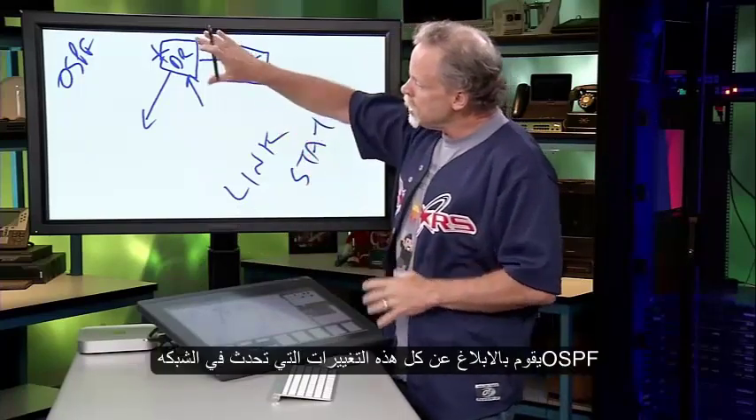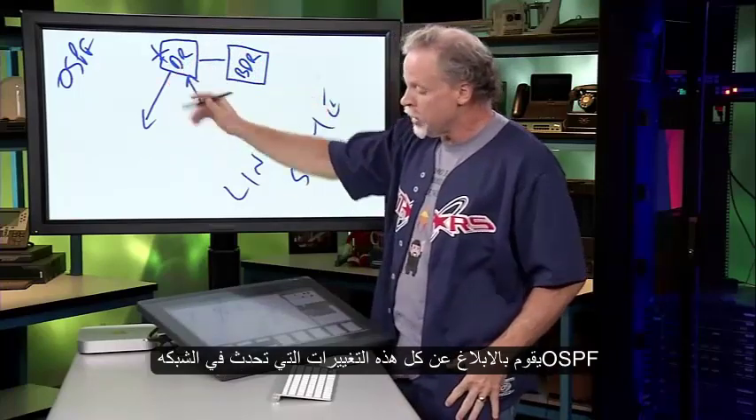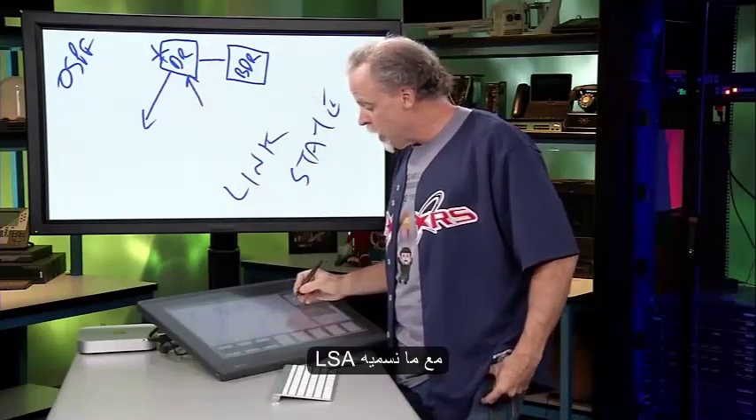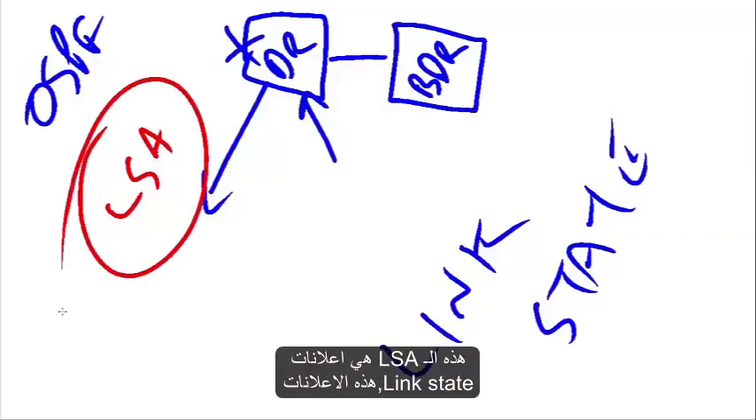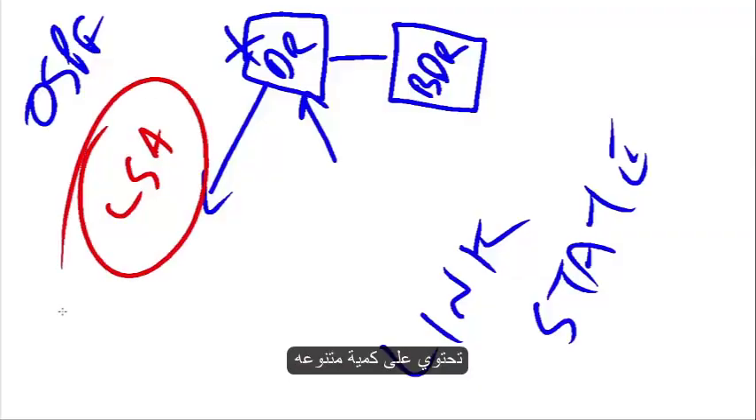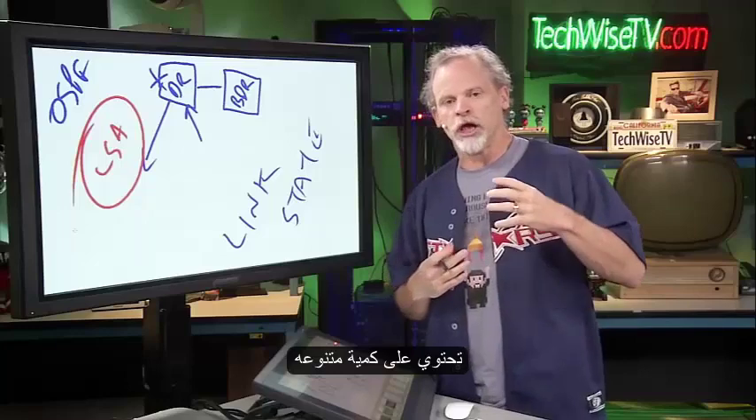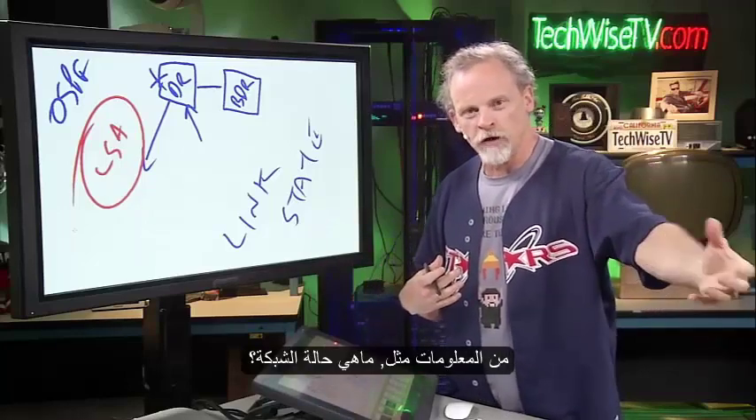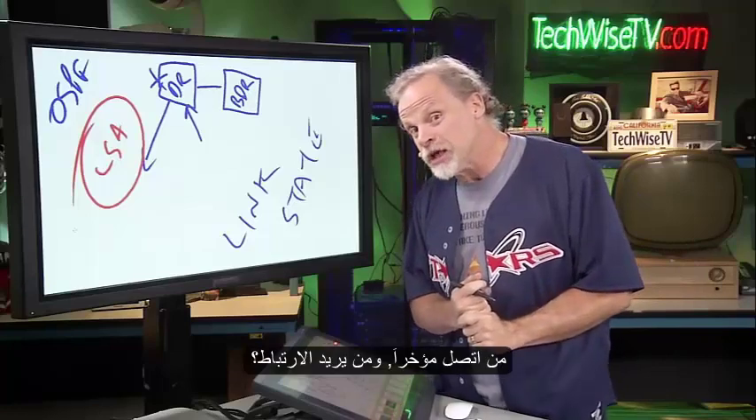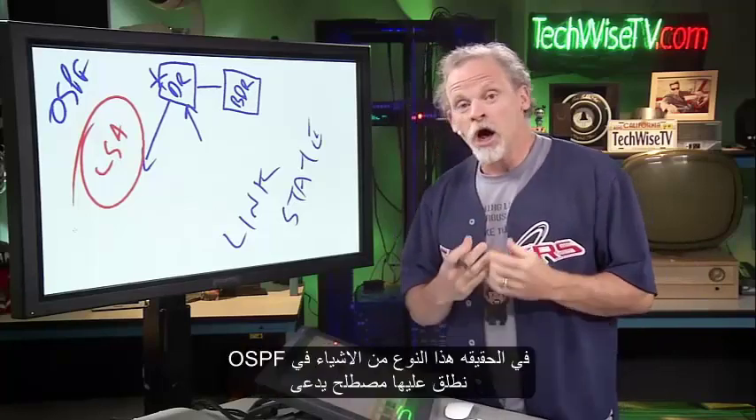OSPF communicates all these changes that are going on in the network with what we call an LSA. These LSAs are link state advertisements. Now, link state advertisements themselves contain a variety of info on what the condition of the network is, who just connected, who wants to connect up, those types of things.